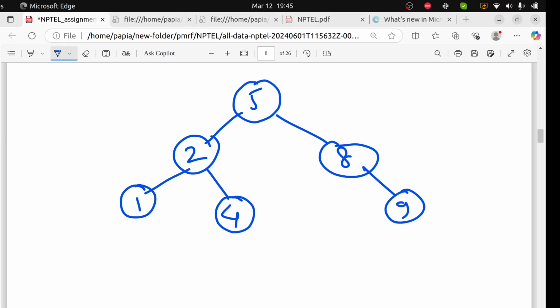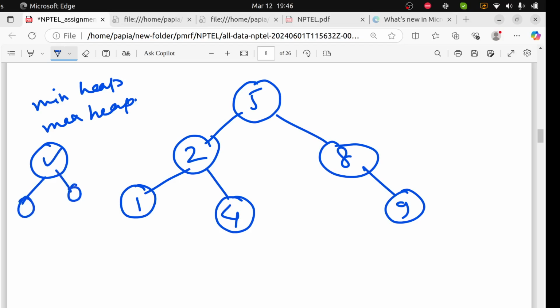Nature means, madam, is it a heap? I don't remember the definition of heap. You don't remember the property of heap. Min heap and max heap are the two types of heap. Max heap means the root will be the largest one and the children will be smaller than the root. Okay, is it like that? Yes, ma'am. This is not in the form of a heap.